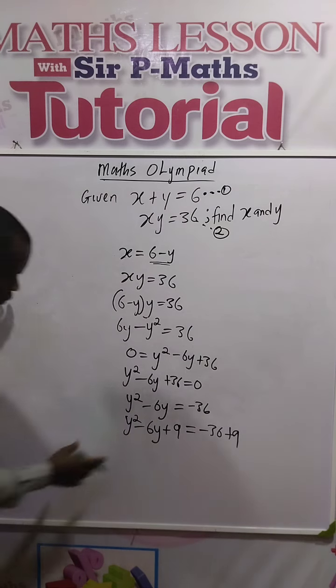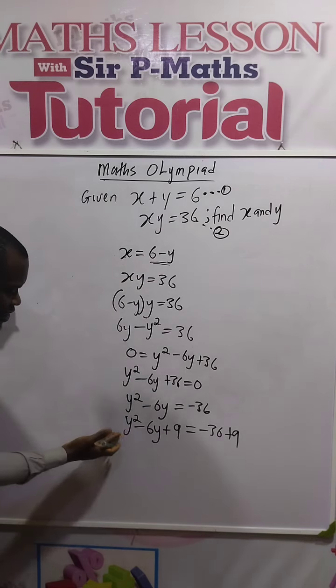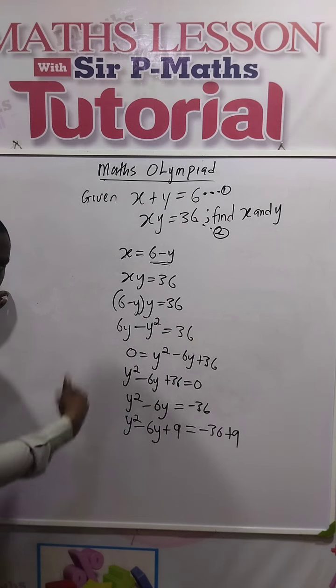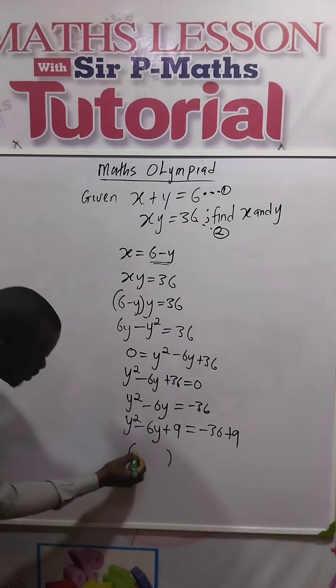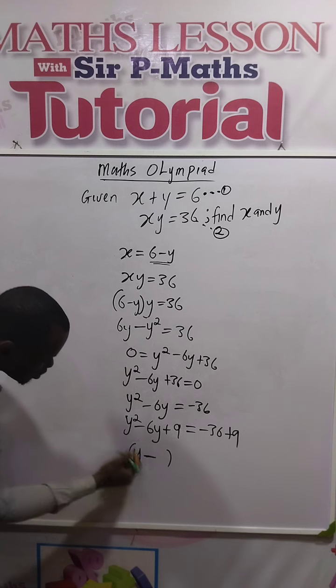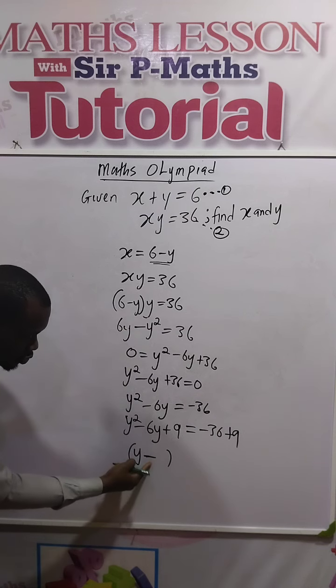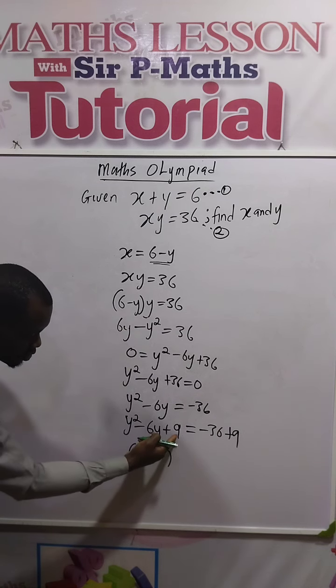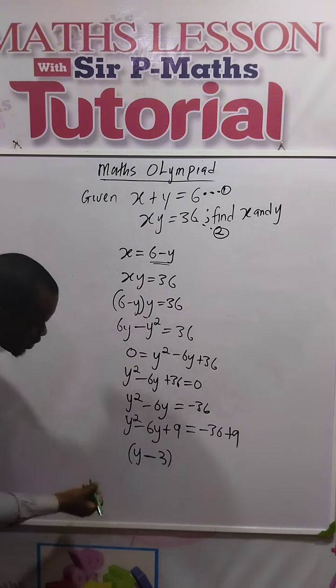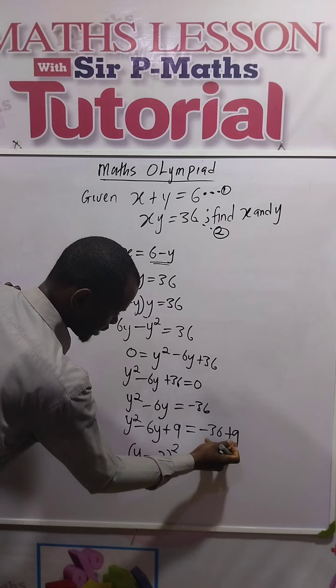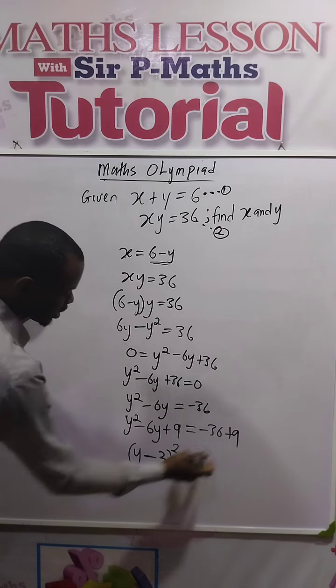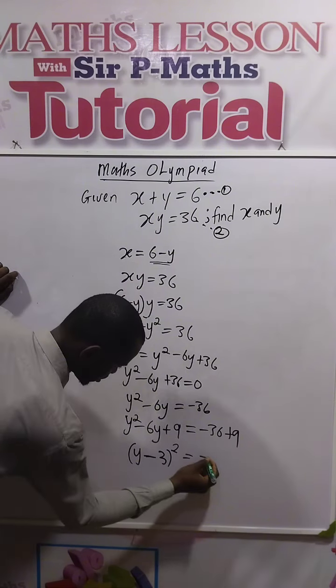Now from here, we can factorize. This is a perfect square expression. So to factorize it, just open a bracket. Take the square root of y squared, you put here, the minus sign you have here is what you will put here. Then take the square root of 9, which is 3. You square it outside, equals minus 36 plus 9, which should give us minus 27.